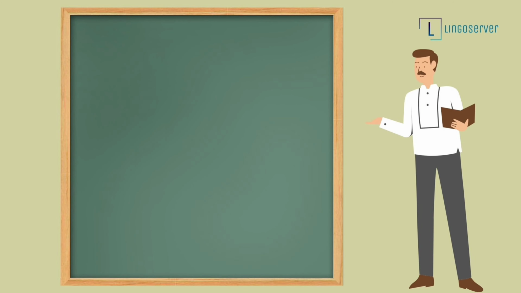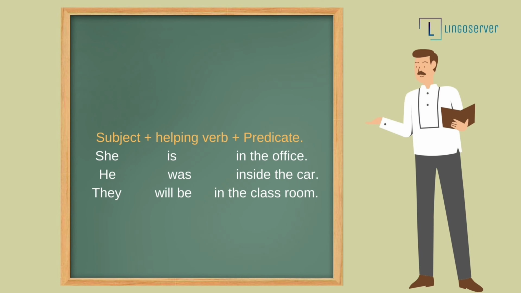In English, there is a structure for simple sentence, as we will follow the structure of subject plus helping verb plus predicate. In this way, our sentence in English will be: she is in the office. He was inside the car. They will be in the classroom. In these examples, we see that we have followed the same structure for the simple sentences in spite of the changing of the tense. The same will be in Urdu as well.